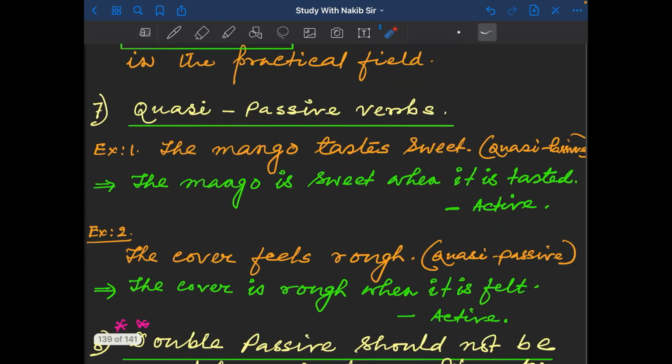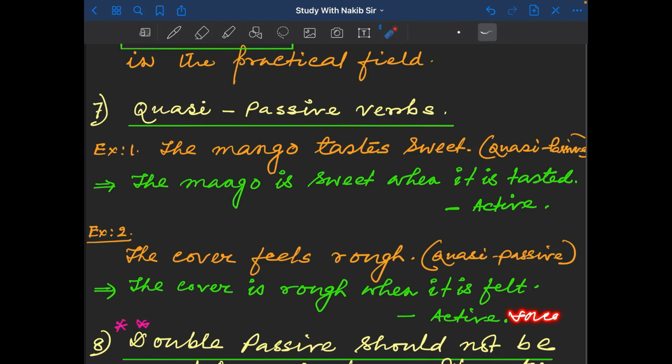The cover feels rough. Quasi-passive voice. The cover is rough when it is felt. This is the active voice.